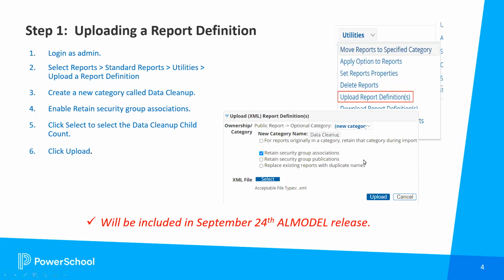If you do not enter a category name, by default, any uploaded report definition is going to go into an imported report folder. You want to make sure that you retain those security group associations because we've already preset them so that they are available to the folks who are going to be working on child count verification. When you click select, you would be uploading that file definition, which I have attached to the report, or which is out in our office webinar space, and upload it. So it would look similar to this.